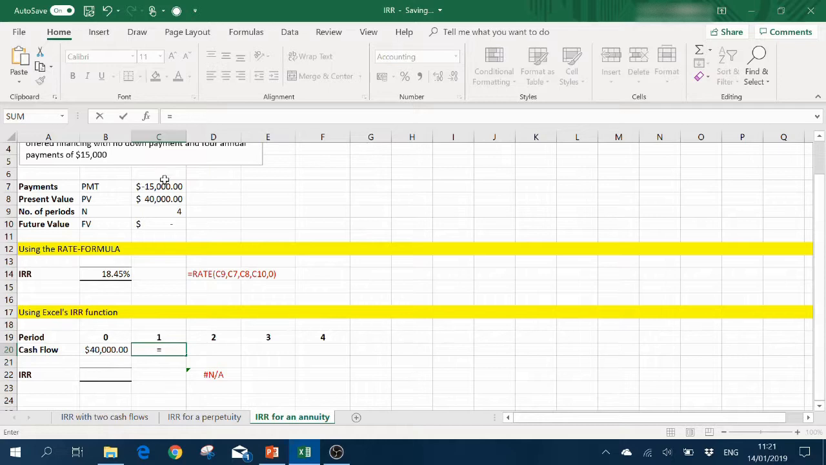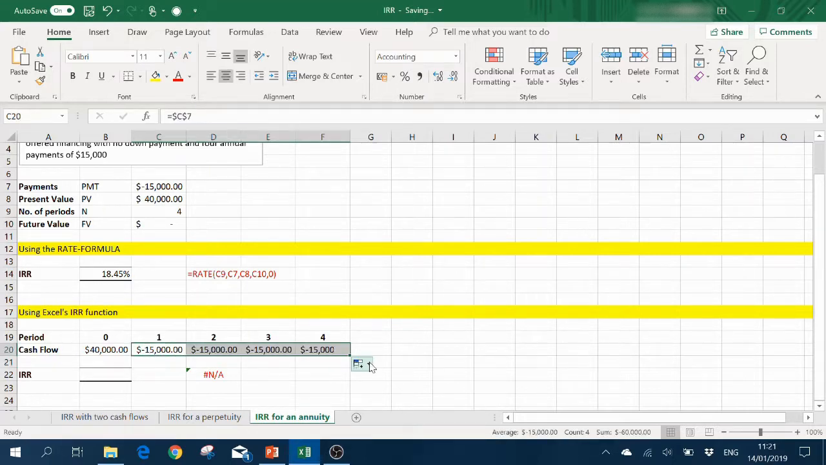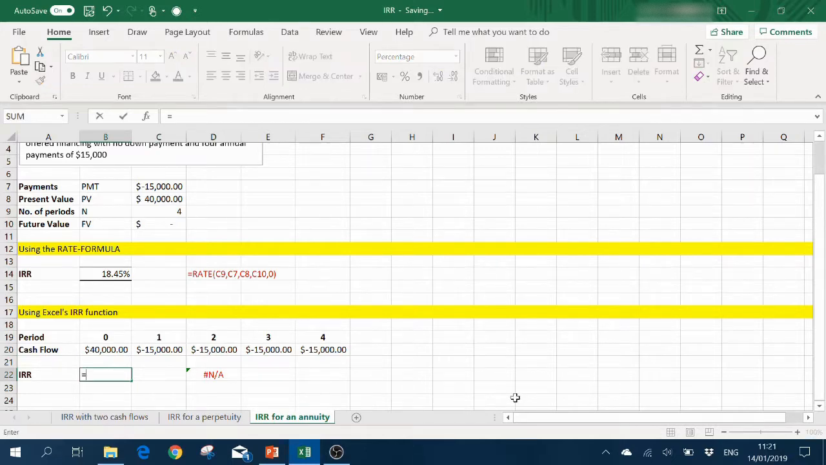Equals negative 15,000. You can lock this cell by pressing F4, and enter. We can then just drag it over so you don't have to put it in every time. There you go. The way you use your IRR function is by pressing equals IRR, tab. Then you simply have to highlight all of the cash flows like this, close the parentheses, and enter. And you get the same result.